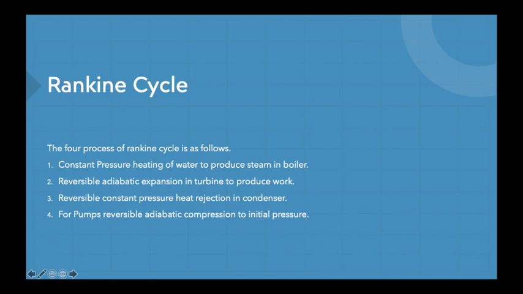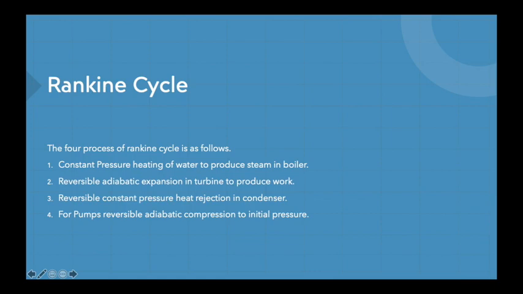In a Rankine cycle, there are four major processes. The first process is the constant pressure heating of water in a boiler to produce steam. The steam so produced is made to enter a turbine where it goes through a reversible adiabatic expansion process in order to produce work.